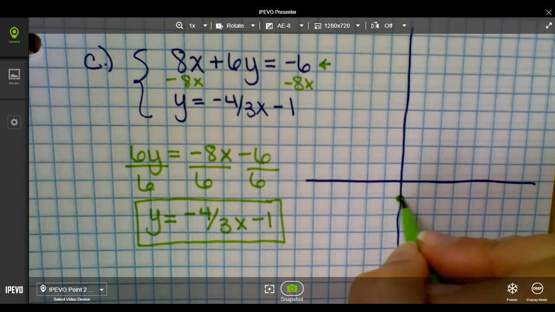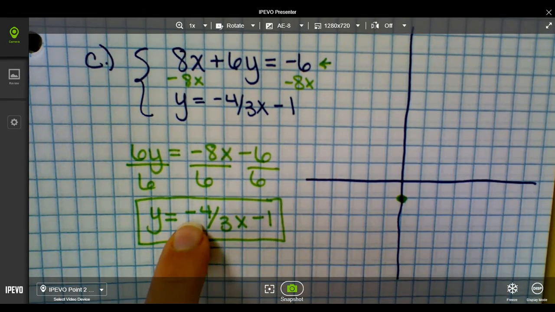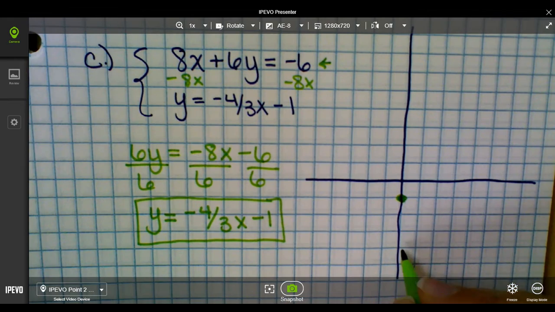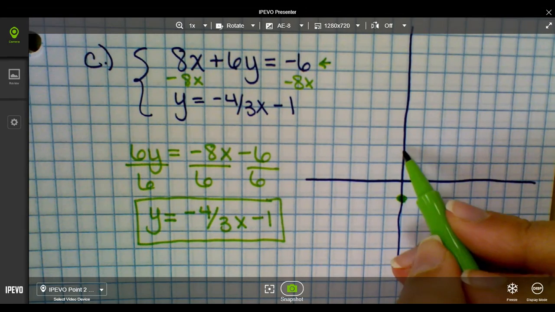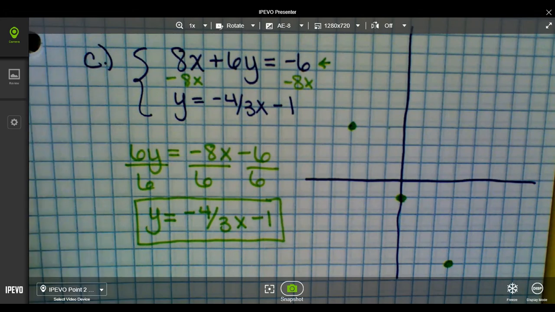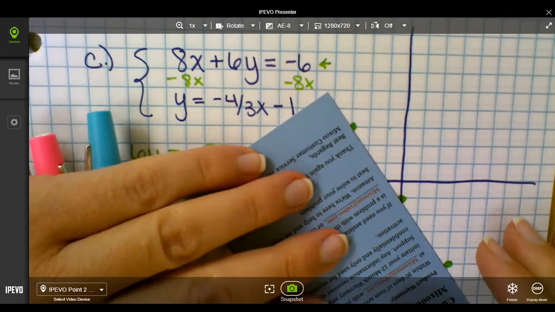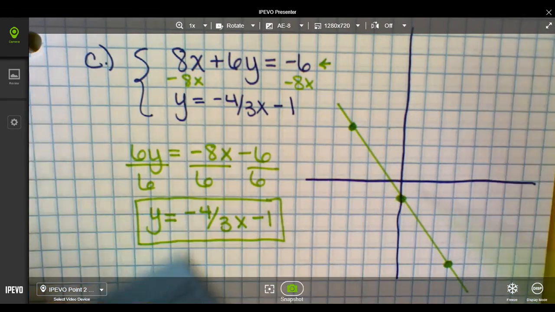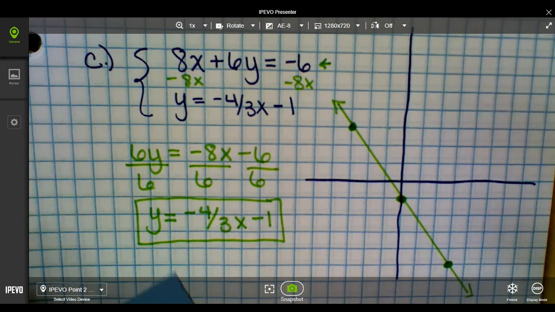So I'm going to start at negative 1 down over here. And then negative 4/3, so I got to go down and to the right this time. So down 4, 1, 2, 3, 4, to the right 3. So I ran out of space that way, so I'm going to go up 4 and to the left 3. And again, I should still have that negative line over here. Okay. So that's my green line.